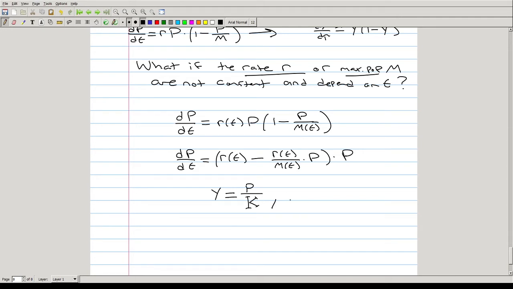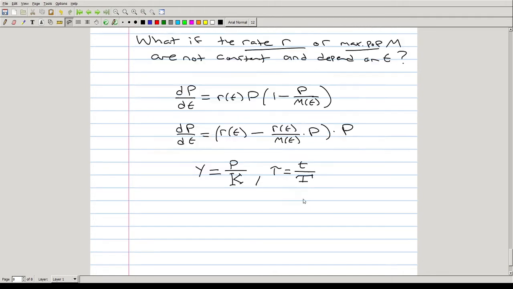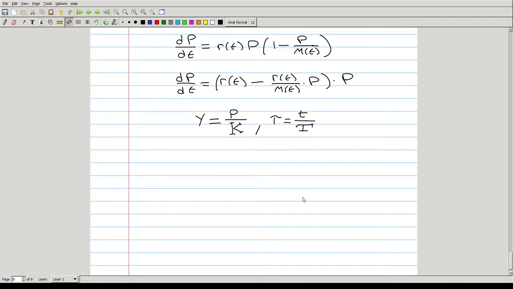We'll also non-dimensionalize t by introducing a new variable tau, much the same way as before, and we'll call this t over capital T, where T is the fundamental time scale involved in the problem. Before, our 1 over T was the constant rate r. But in general, if r of t is variable and m of t is variable, we'll have to choose a different value for our fundamental time scale as well.